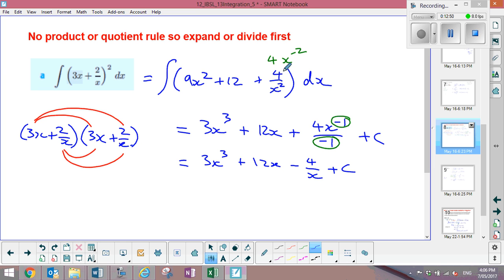Think of x squared as x to the minus 2, integrate that now, so up goes the power of 2 to 3, so 2 plus 1 is 3, divide by 3, and the 3's cancel. 12 becomes 12x, add 1 to the power, gets minus 1, divide by minus 1, plus your constant. Tidy it all up, so bring your x down, make that your negative, and you've got your nice answer there.